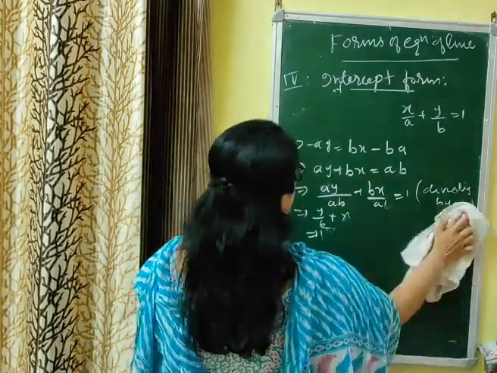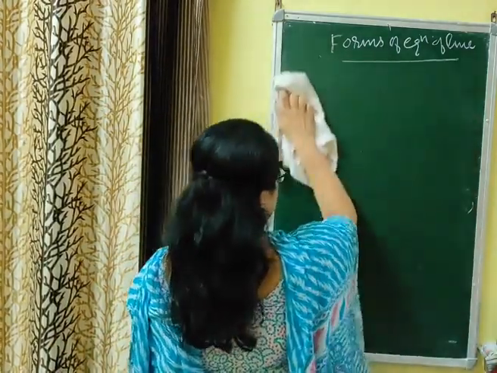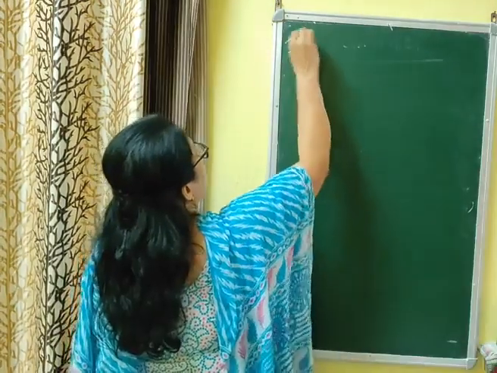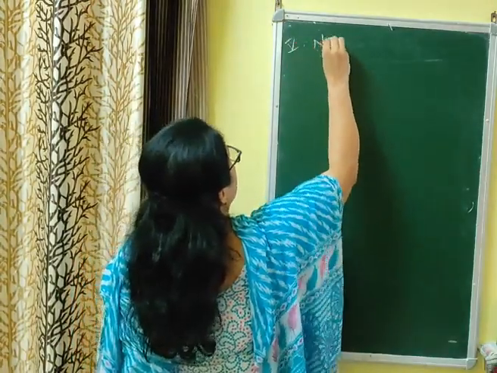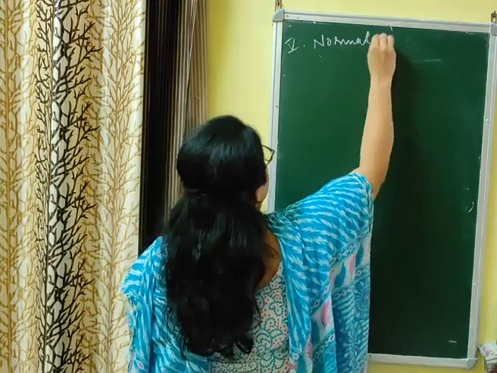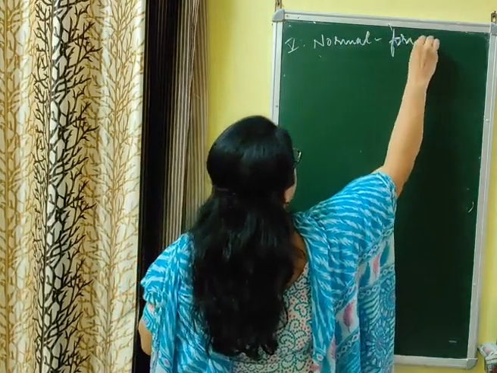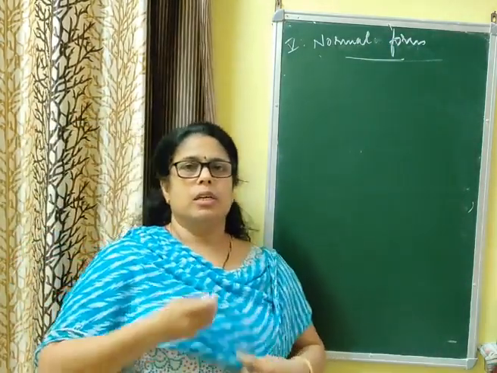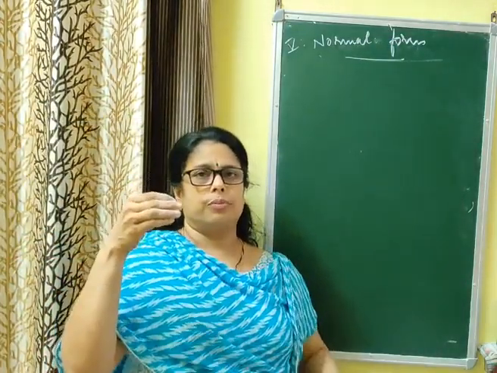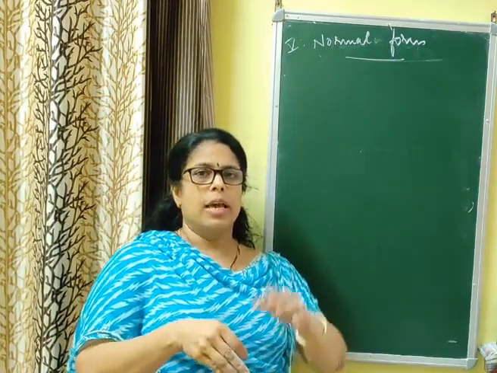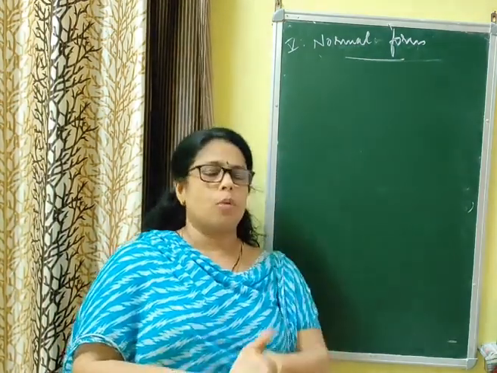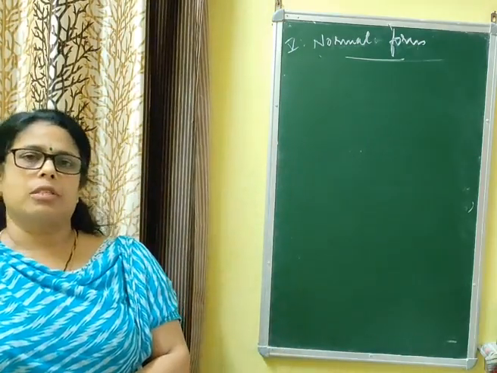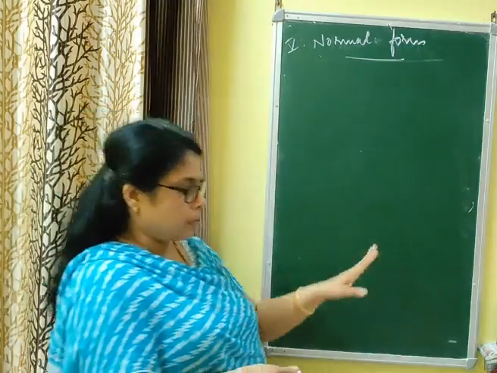This is the fourth form of equation of a line. The next form, the fifth one, is the normal form of an equation of a line. Normal means perpendicular. In physics, if a ray reflects on a surface and a normal is drawn at the point of reflection, the angle of incidence is equal to the angle of reflection. Is that correct? Normal means perpendicular.